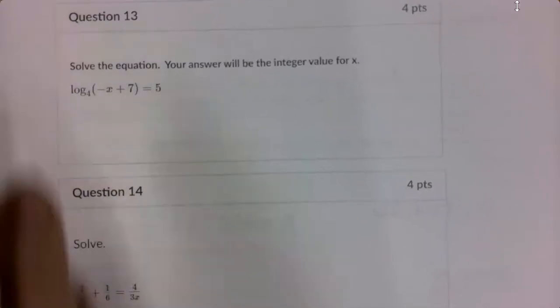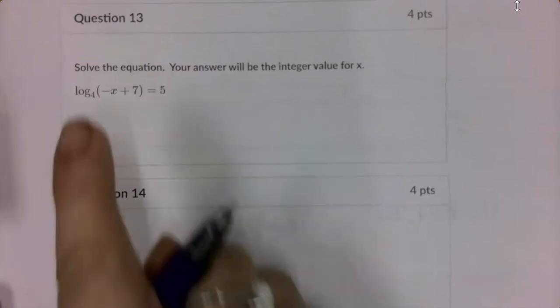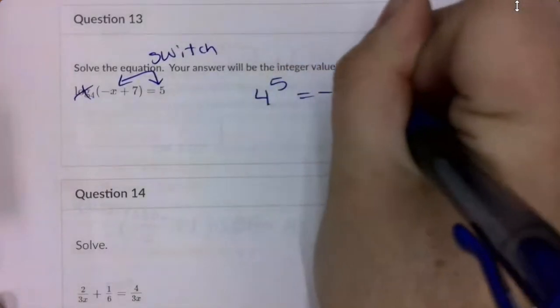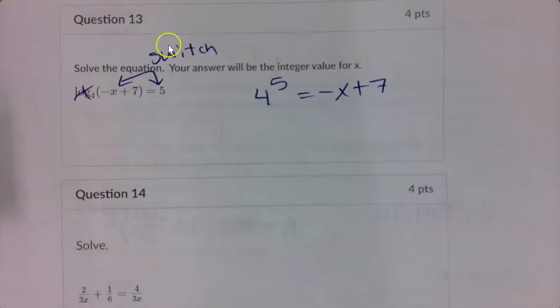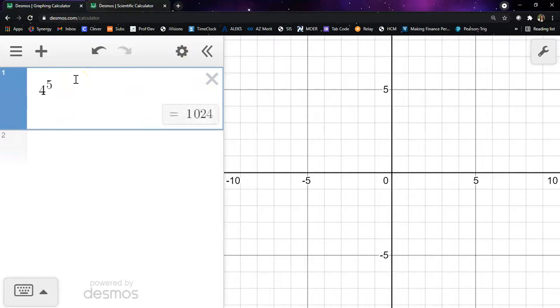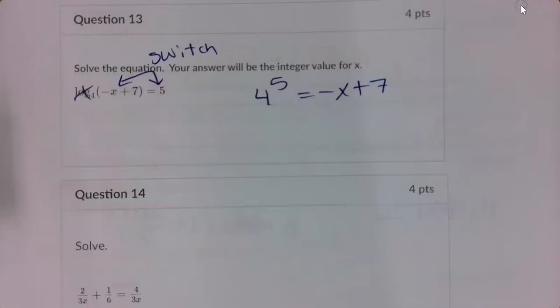This one wants me to solve the equation. I have a log on one side and a number on the other. So it's going to become 4 to the 5th because these two are going to switch places and I get rid of the word log. Equals negative x plus 7. I don't know 4 to the 5th, so I'm going to type that into Desmos, which gets me 1024.